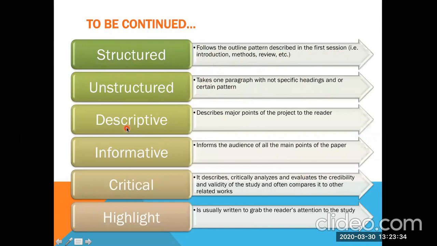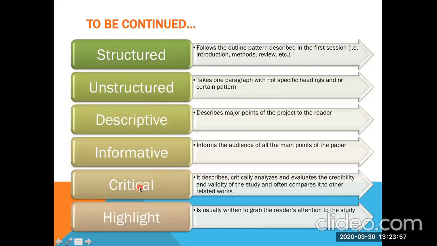The other type of abstract is called descriptive abstract, which describes the major points of the project to the reader, while the informative abstract informs the audience of all the main points of the paper, and this is wider than the descriptive abstract.